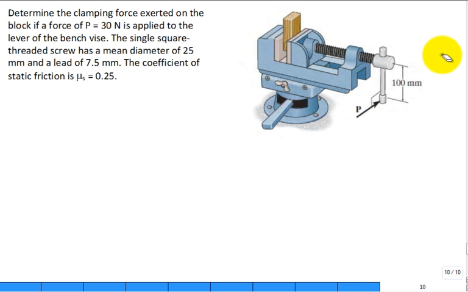Determine the clamping force exerted on the block if a force of P equal to 30 newtons, so this is where P is, right down here, it's 30 newtons, is applied to the lever of the bench vise.